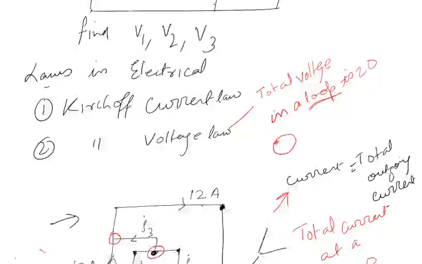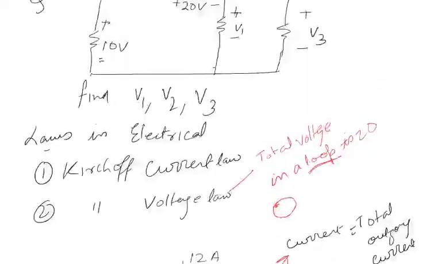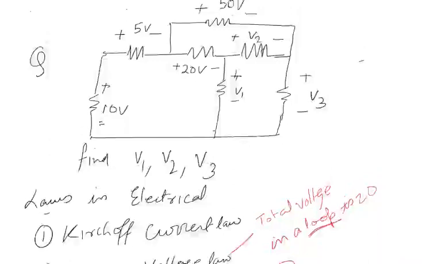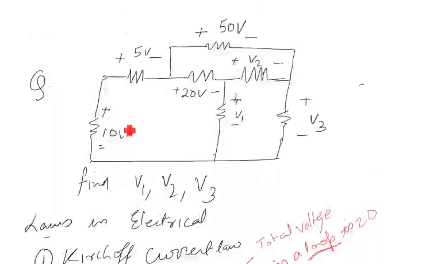Okay, so let's see here. This is one of the questions. Here it says you have to find out the voltages V1, V2, V3. There are resistances connected here, and these resistances have some voltage across them. So you have to first find out the loop, and then find out V1, V2 and V3. We will apply the Kirchhoff voltage law.